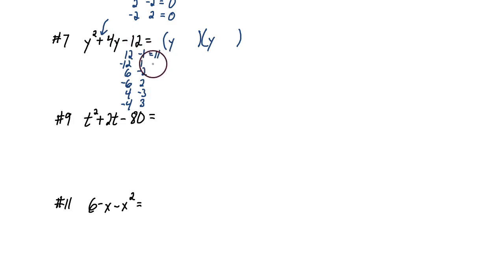This adds to 11, and this to negative 11. 6 and minus 2 makes 4, but negative 6 and 2 makes negative 4. 4 and negative 3 adds to 1, and the last one to negative 1. We were trying to make positive 4, so we want this pair of numbers, positive 6 and a minus 2.